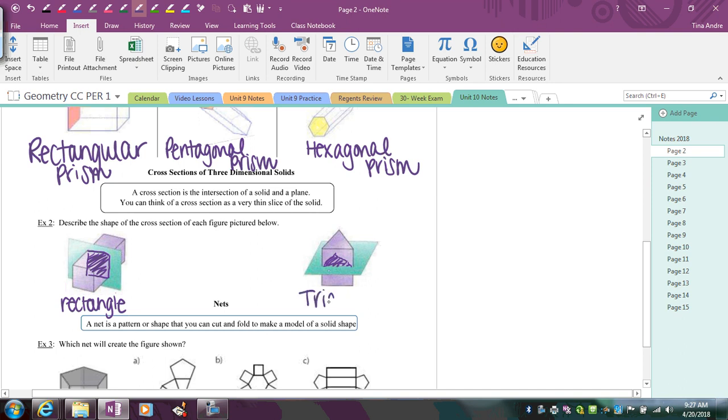So really the idea here is if you're doing a cross section or you're slicing your prism so that you're slicing it parallel to the bases, you're going to get out whatever shape the base is.